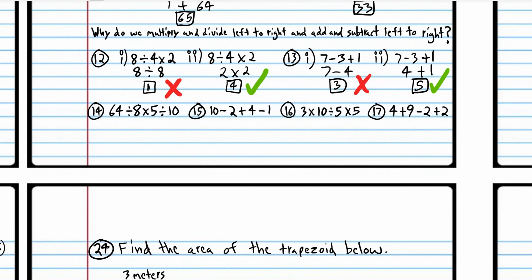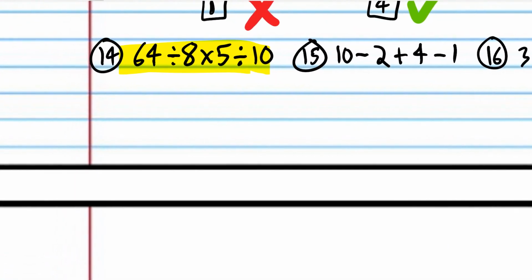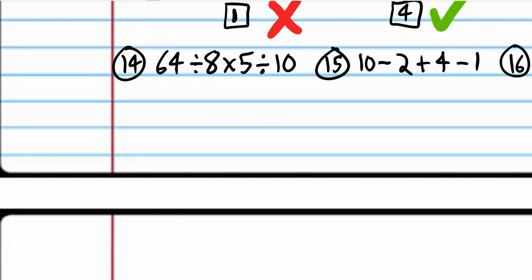All right, so let's do a couple problems here. As you can see, we have multiplication and division. Let me zoom in here. When you have multiplication and division, you have to move left to right. Do the operation on the left first, then the next operation, then the next. But don't move right to left or else you get the wrong answer. 64 divided by 8 is 8. Then we still have to move left to right, so 8 times 5 is 40, and 40 divided by 10 is 4.